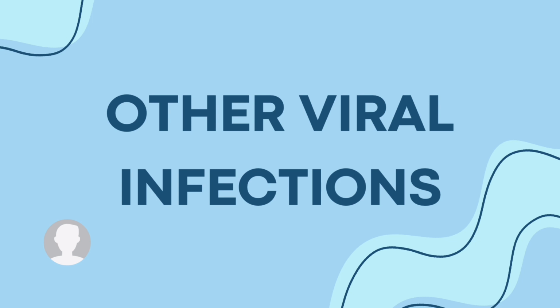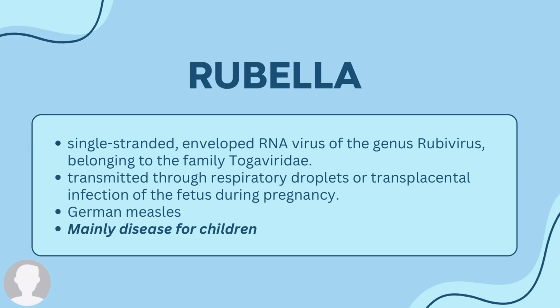Next, we will be discussing other viral infections. First from the list is rubella. It is a single-stranded enveloped RNA virus of the genus Rubivirus, belonging to the family Togaviridae. It is transmitted through respiratory droplets or transplacental infection of the fetus during pregnancy. It is also known as German measles, and it is mainly a disease of children.